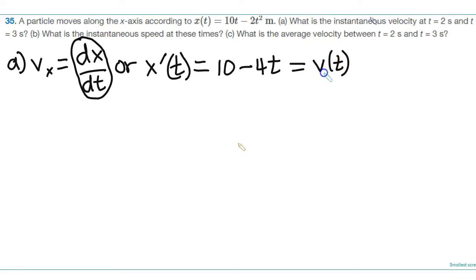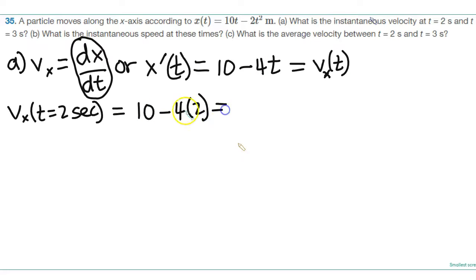And remember, this would be vx. Let's assume it's along the x-axis. Okay, so we want the instantaneous velocity at 2 and 3 seconds. Well, I think we just need to plug in, right? So we just need v of x at t equals 2 seconds. And let's put the numbers in. So that's 10 minus 4 times 2. So that's going to be 10 minus 8, which I think would be 2 meters per second.